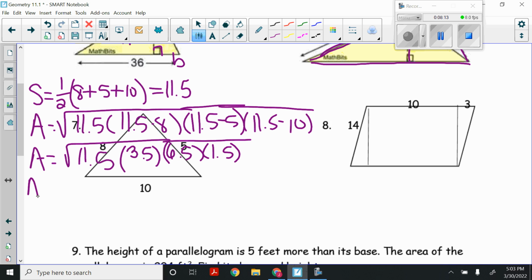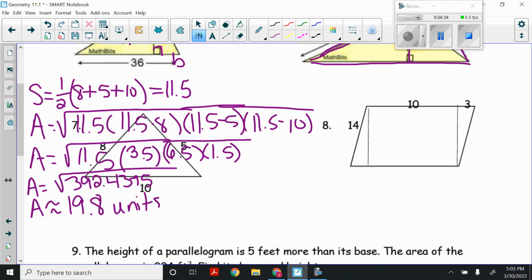Gonna now multiply all of that underneath my radical together, and when I do, I get 392.4375. I don't want to round here. I'm not going to round until the very end. Now I'm going to take the square root of that, and here I can round, so I'm going to say my area is approximately 19.8. Again, I would need to write square units.